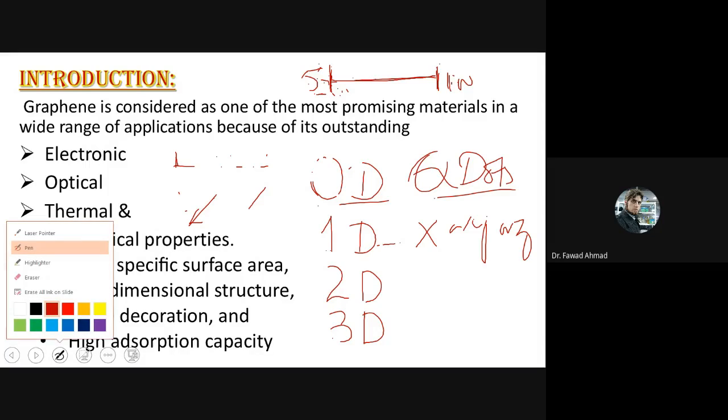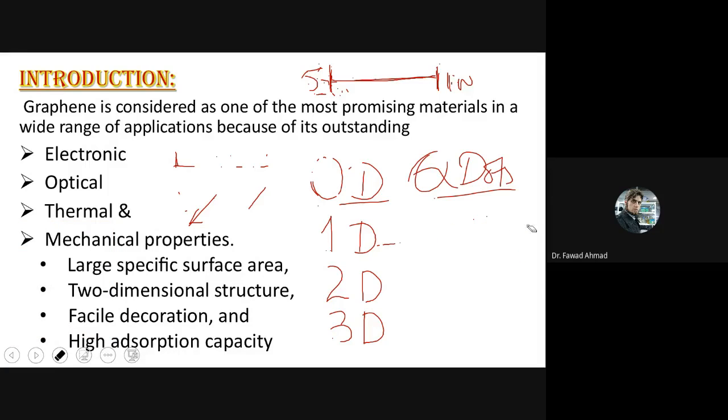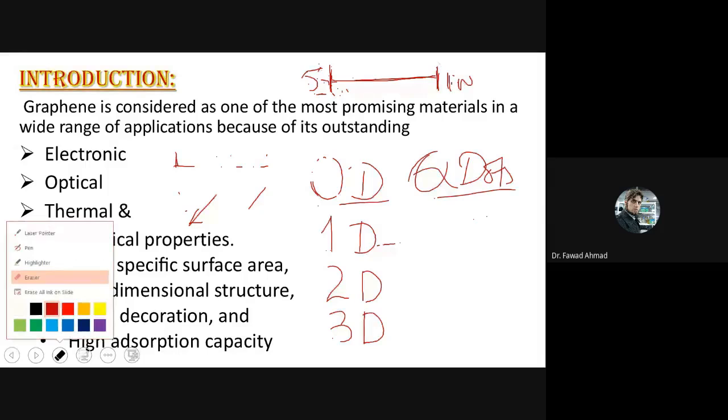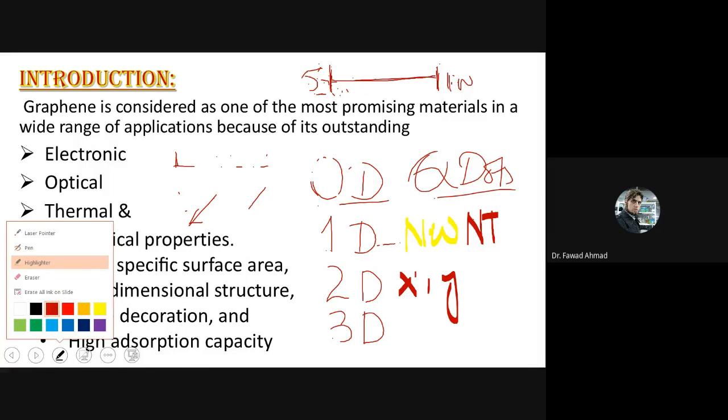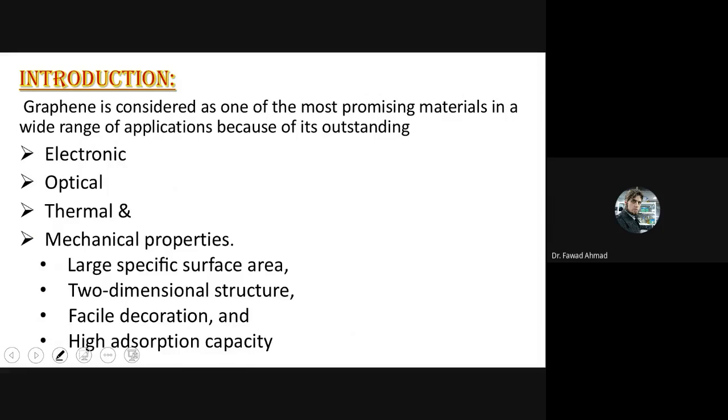Examples of 1D nanomaterials, if you remember, are nanowires, and we also have different nanotubes. If two axes, like the x-axis and y-axis, lie in the nano range, then we call it a 2D nanomaterial. The examples we discussed of 2D nanomaterials are nanosheets. And then we have 3D nanomaterials as well.